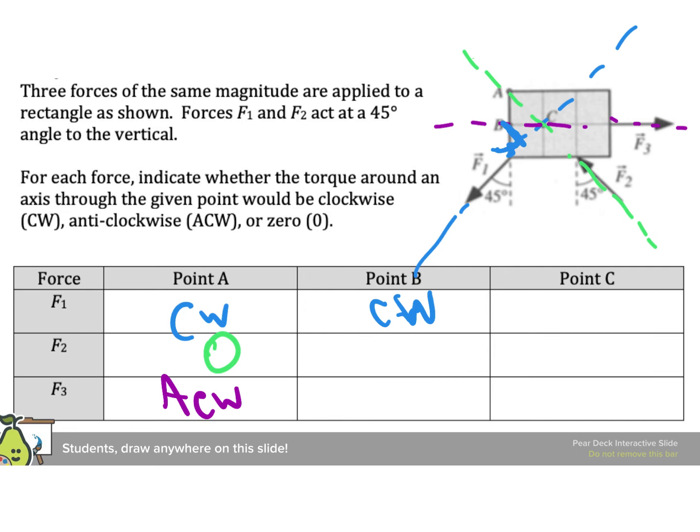The moment arm for F2, though, is going to be this, and that's going to be in the, well, if we pushed with F2, it would spin that way. That's anti-clockwise. And we see that for 3, the line of action passes through point B, so we know that it has 0 torque. And then for point C, all of the lines of action go through point C. So we get 0 torque for F3, and 0 torque for F2, and 0 torque for F1. At point C, it would not rotate if fixed at point C.